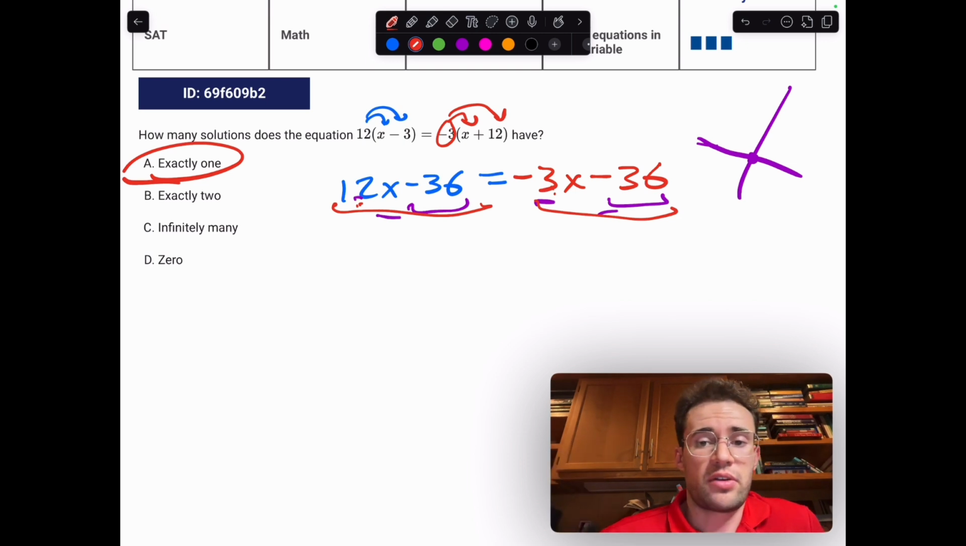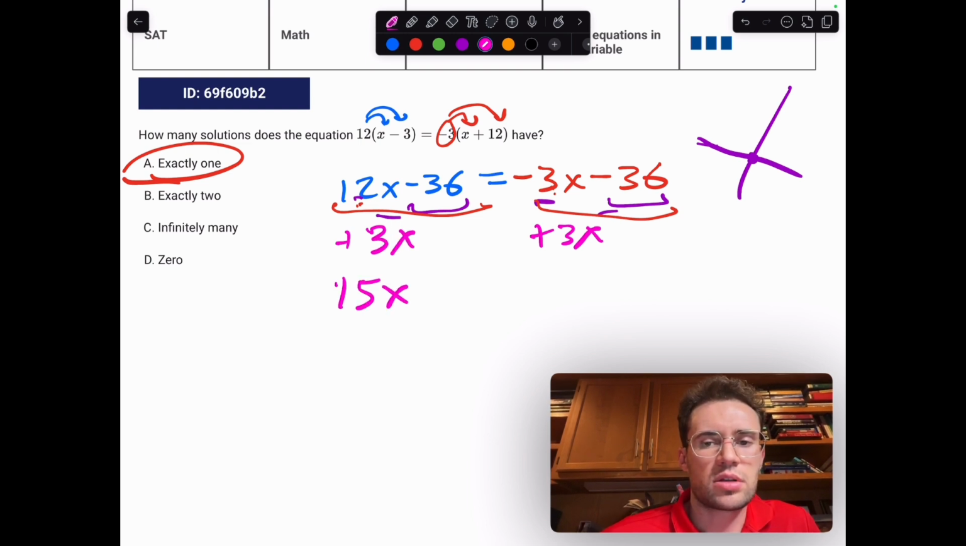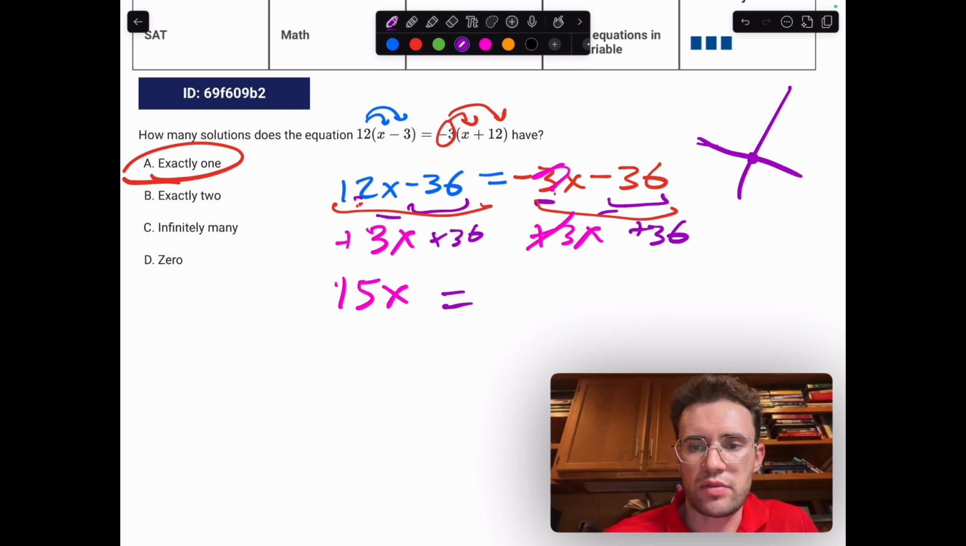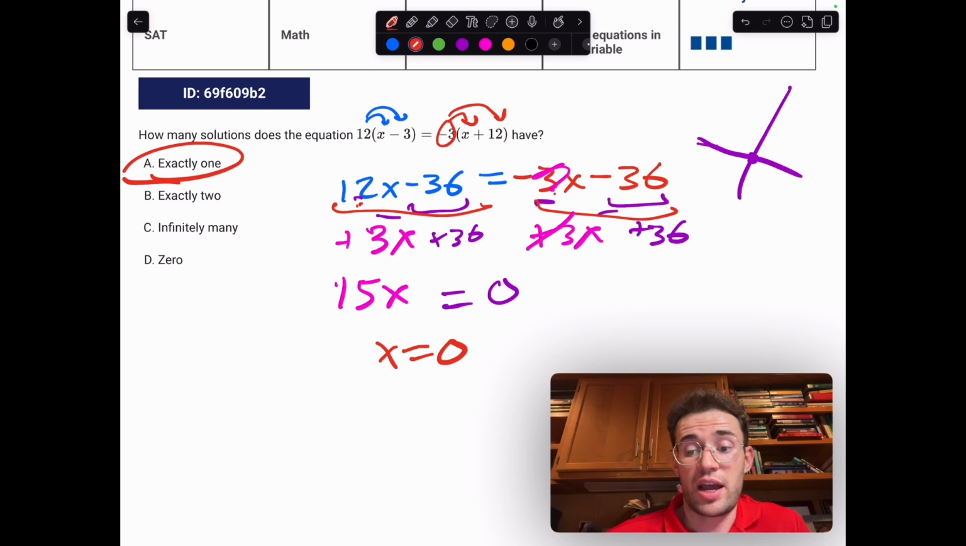If you want to prove that, you can even find what that exactly 1 is by just solving for x. Add 3x to both sides, gives us 15x, cancels over here. And then we'd add 36 to both sides. And that would be 15x is equal to 0. So x is 0. What might trip some people up is they'll find x. They'll say, oh, x is 0, so there's 0 solutions. No, this is your solution.